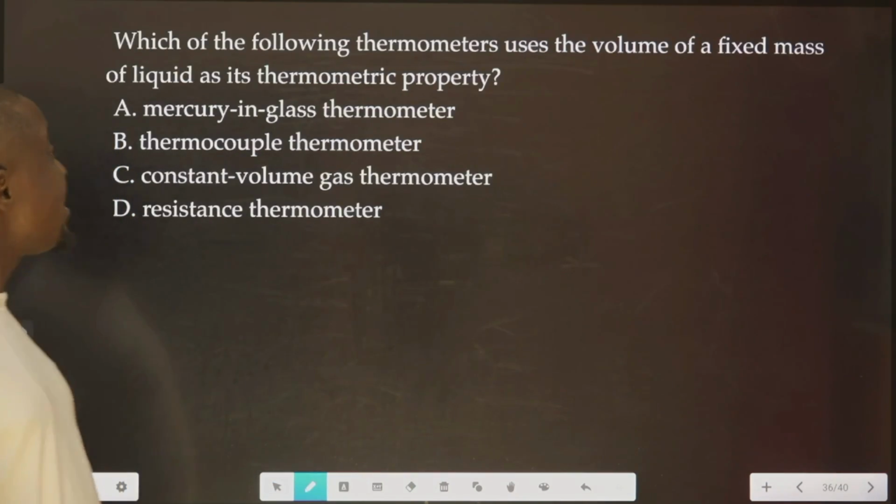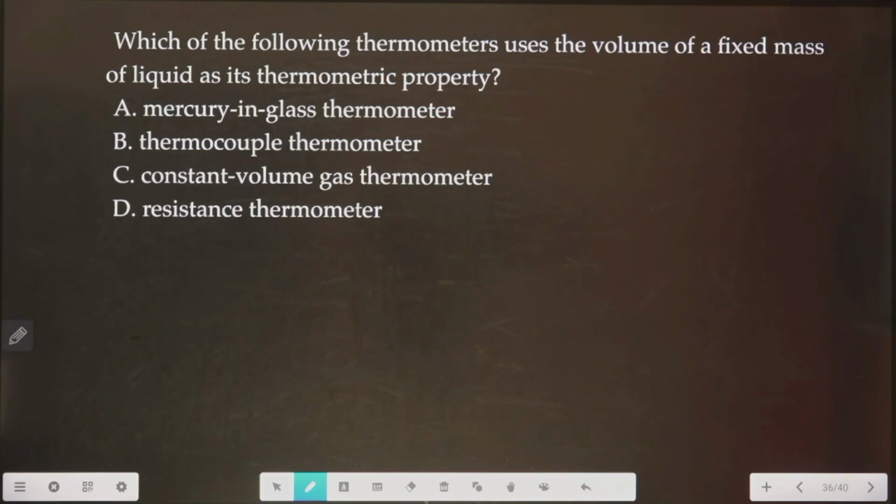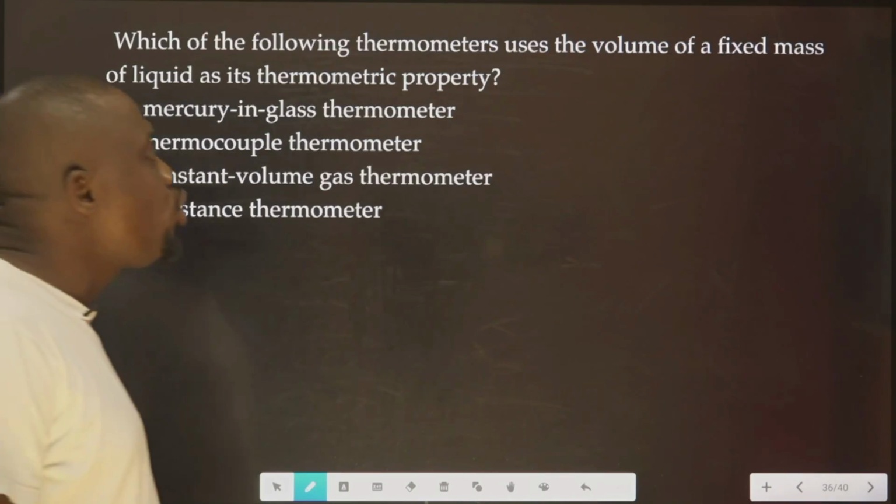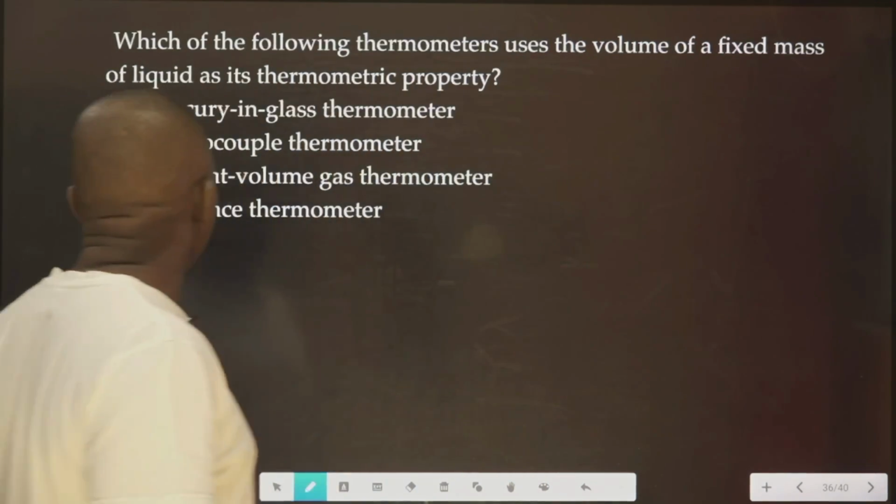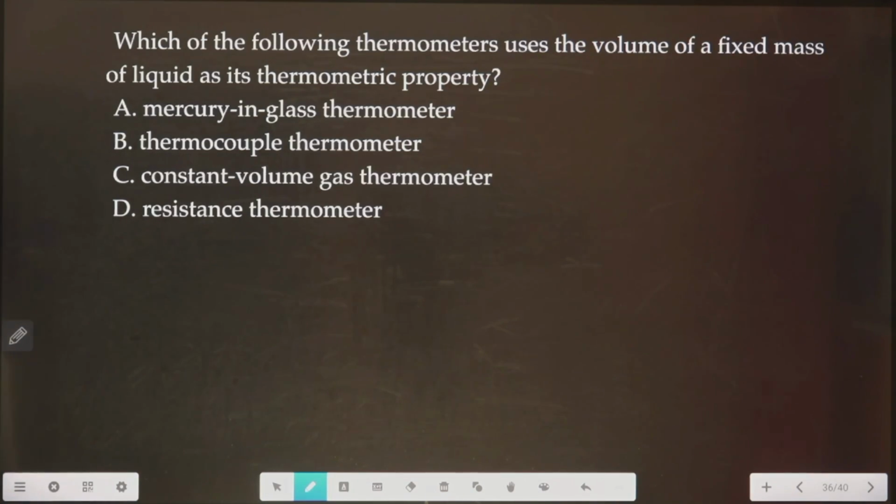Let's look at this. It says, which of the following thermometers uses the volume of a fixed mass of liquid as its thermometric property? Simply mercury. So anyway, I see mercury here. Mercury in glass thermometer.